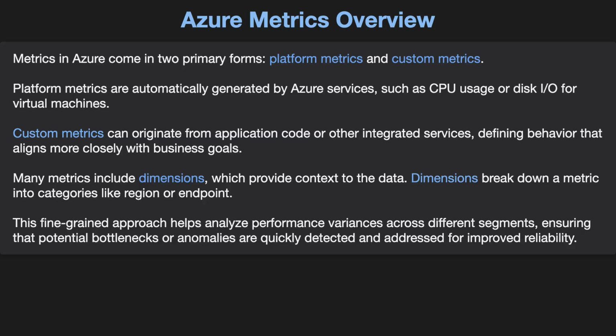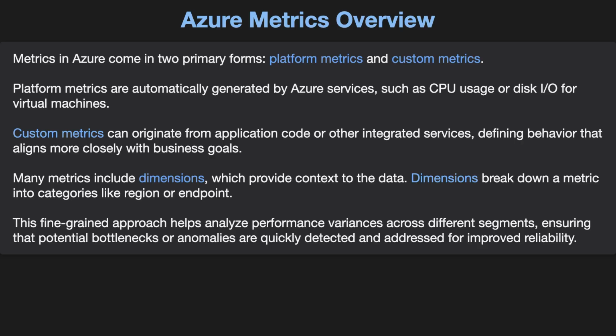Metrics in Azure come in two primary forms: platform metrics and custom metrics. Platform metrics are automatically generated by Azure services, such as CPU usage or disk I/O for virtual machines. Custom metrics can originate from application code or other integrated services, defining behavior that aligns more closely with business goals. Many metrics include dimensions, which provide context to the data. Dimensions break down a metric into categories like region or endpoint.